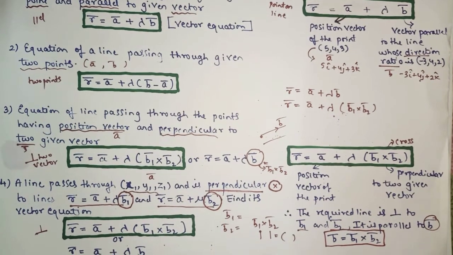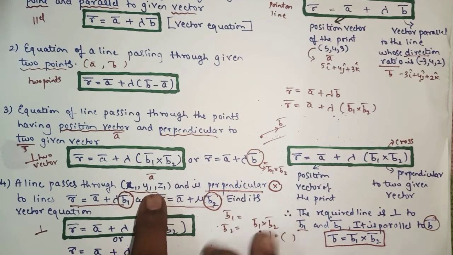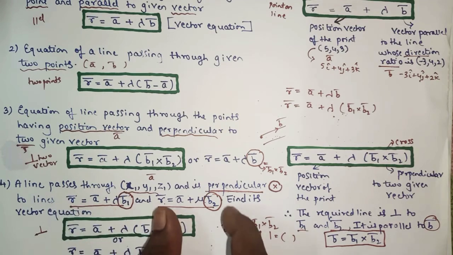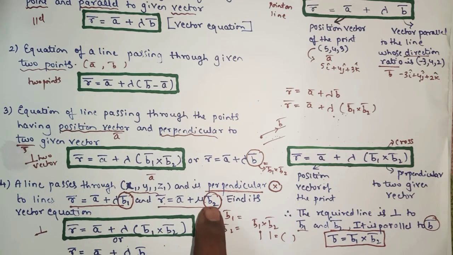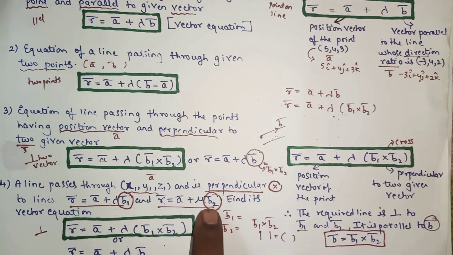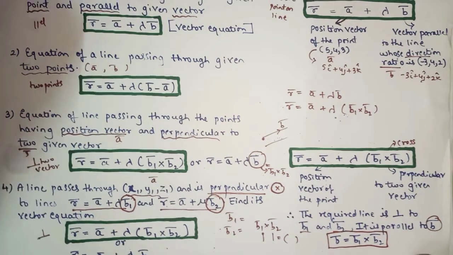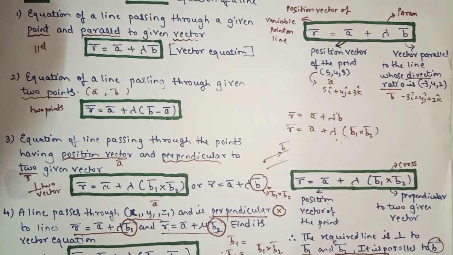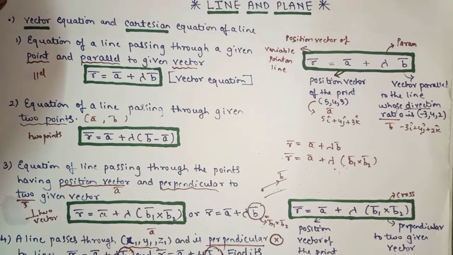And the last one: a line passes through a point and is perpendicular to the line. Here you will have two lines; you separate the two vectors, take the first as b1 and the second as b2, and find its vector equation. So again the same formula will come. I hope I explained all these things in the last lecture. Is it clear?